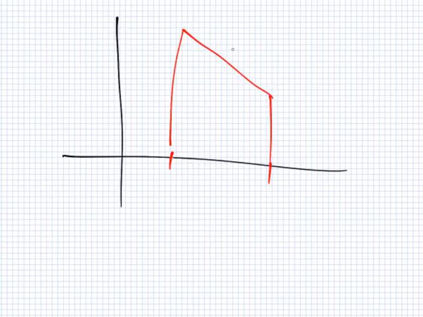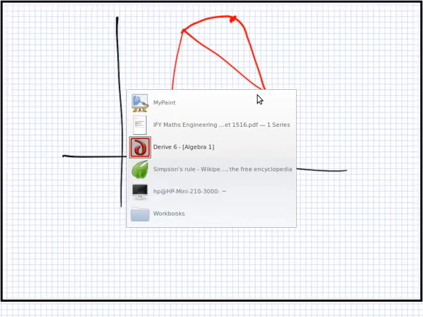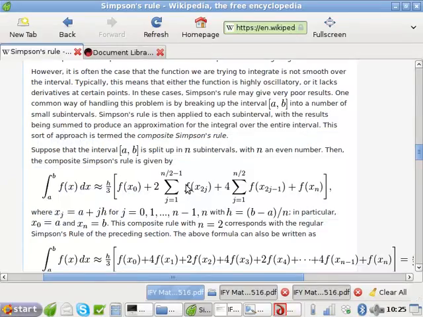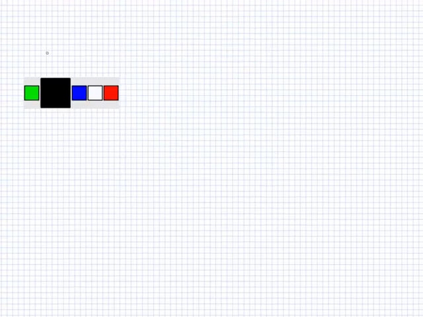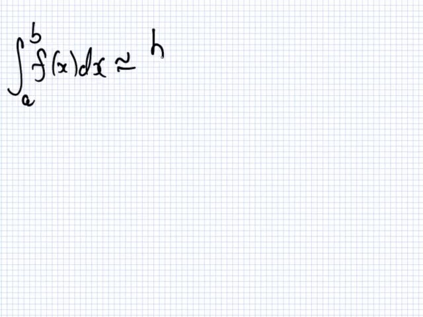But with Simpson's rule, it has to be 3. Okay, so I'll write down Simpson's rule, but I'll put it down in kind of an easier way. Simpson's rule says, if you want to integrate from a to b, f of x dx, you take your h, remember what the h is? The width, and you divide it by 3.